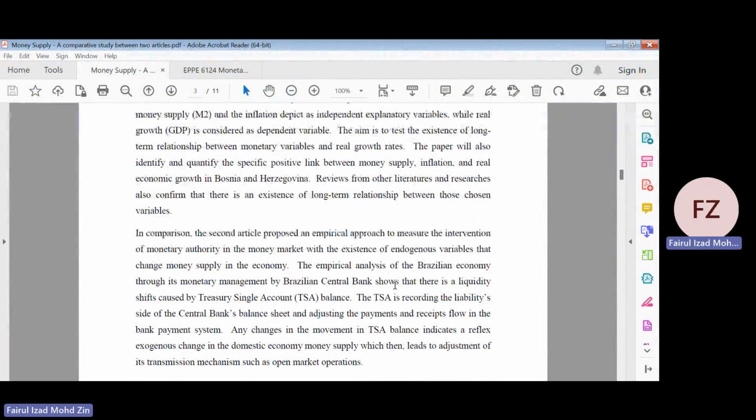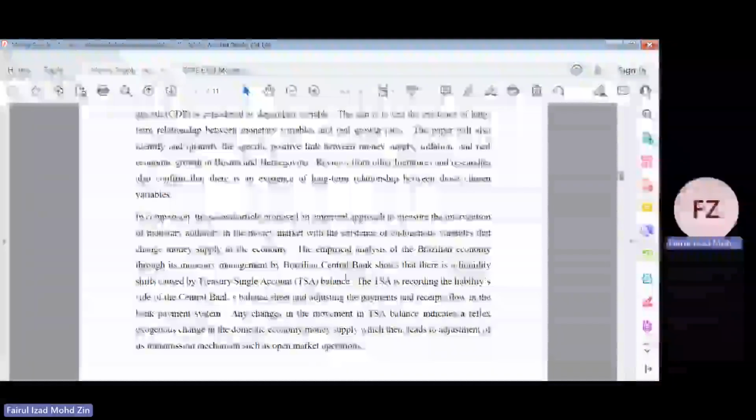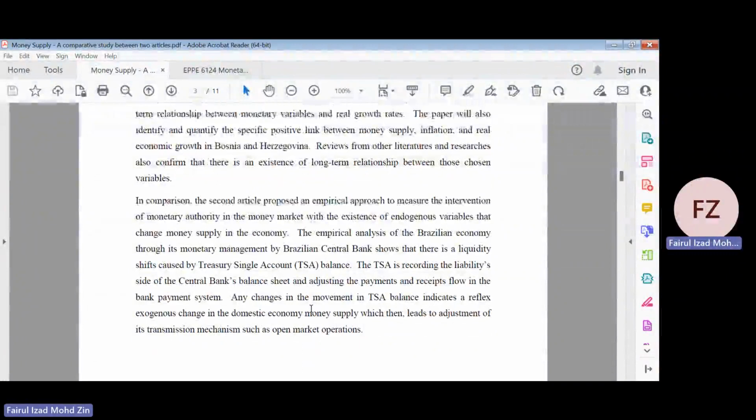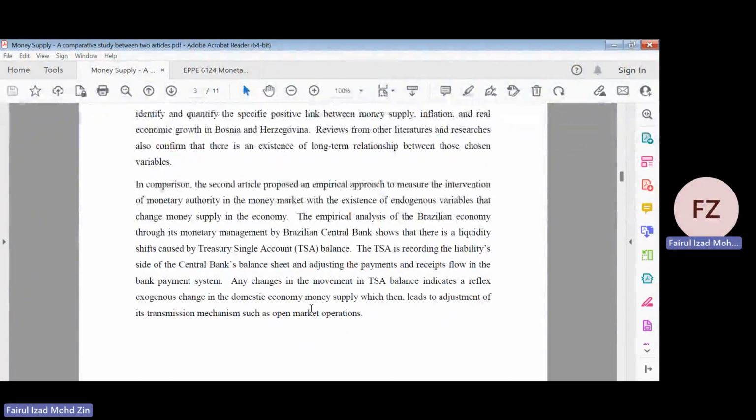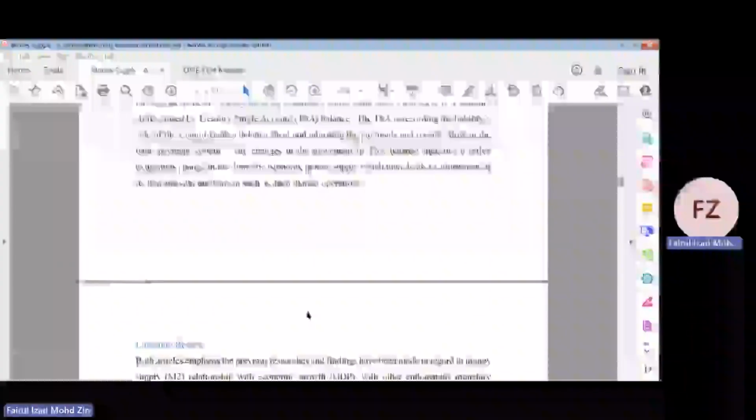In comparison, the second article proposed an empirical approach to measure the intervention of the monetary authority in the money market, with the existence of endogenous variables that change money supply in the economy. The empirical analysis of the Brazilian economy through its monetary management by the Brazilian central bank shows that there is a liquidity shift caused by the Treasury Single Account, or TSA, balance. The data records the liability side of the central bank balance sheet, adjusting to payments and receipts in the bank payment system. Any change in the movement of the TSA balance reflects an exogenous change in the domestic money supply, which then leads to adjustment of its transmission mechanism, such as open market operations.